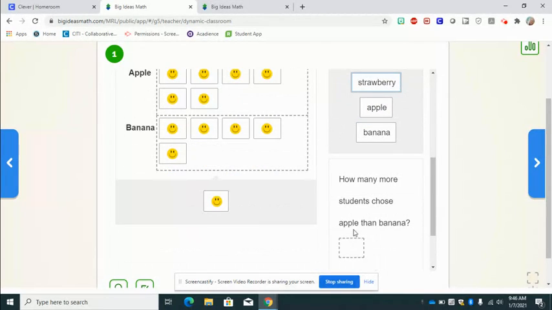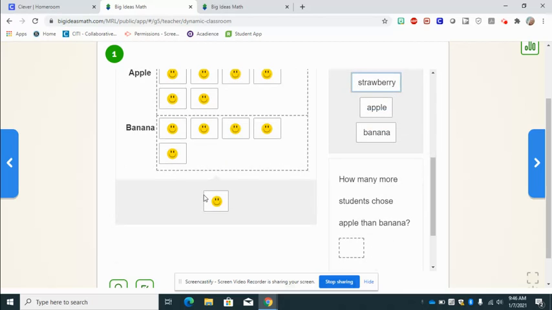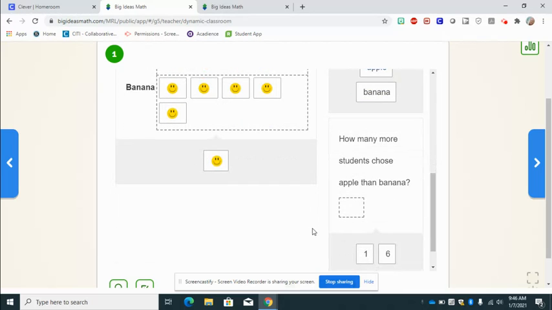How many more students chose apple than banana? Well, apple had 1, 2, 3, 4, 5, 6, and banana had 1, 2, 3, 4, 5. So I know that 6 is 1 more than 5, so 1 more chose apple than banana.